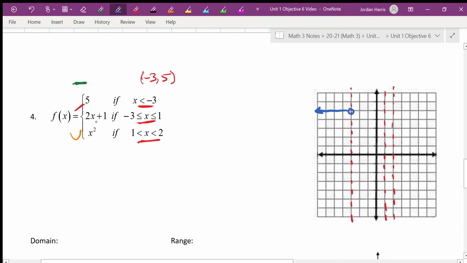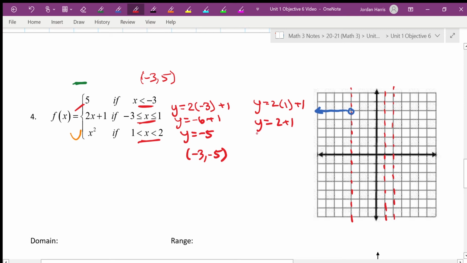In between the 2 boundaries, I have this line. So I actually need to plug in. So y equals 2 times -3 plus 1. So that would be y equals -6 plus 1, which is -5. So (-3, -5) is 1 point. Then I also have to plug in the other point. y equals 2 times 1 plus 1. y equals 2 plus 1, which is 3. So (1, 3) is my other point. Okay, so it's a solid dot for both of those.